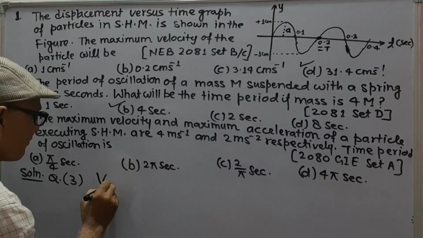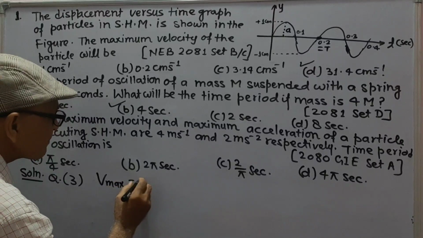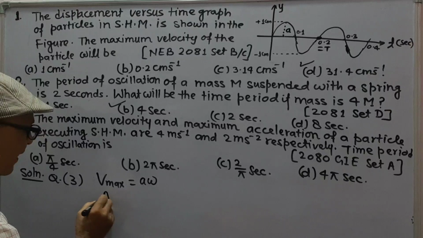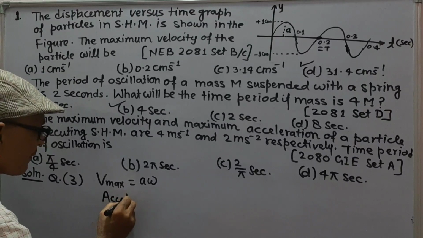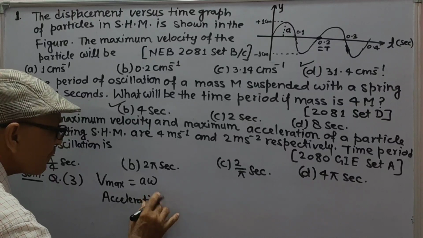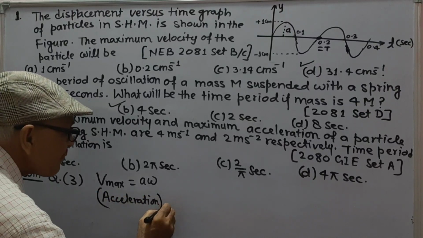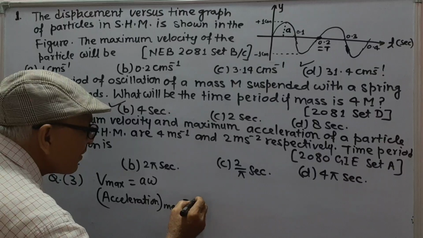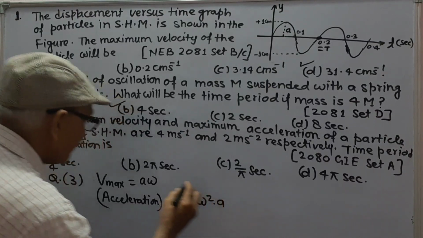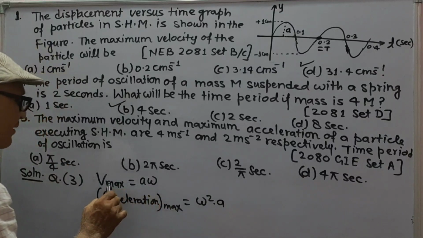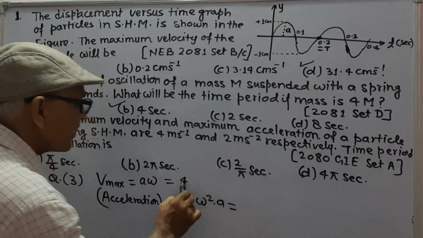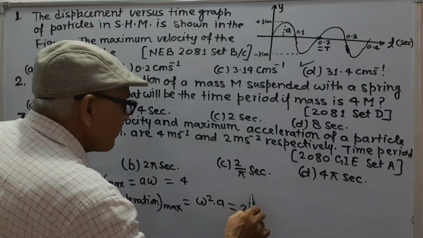B, maximum is equal to A omega, and the modulus of acceleration maximum is equal to omega square into A. V max is given to be 4 meter per second and omega square A is given to be 2.